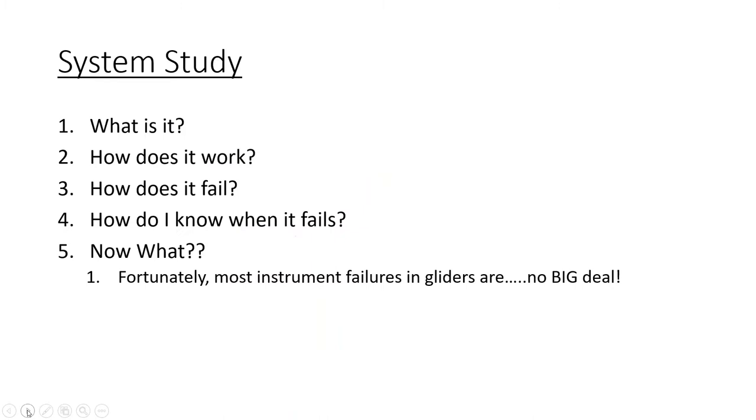Sorry for my sniffles. So when I went through my commercial check ride, the DPE Mike Bamberg showed me this nice little system study. And so when you kind of start to look at systems, I kind of like this. Think about what is it, and that's like rote learning, right? And then we get into how does it work? And then we really start to get a little bit of understanding there, and we start to understand it even more when we think of how does it fail? And then correlation of learning is like, how do I know when it fails, right? And then now what, right? Now it's failed. I know it's failed. What am I going to do?